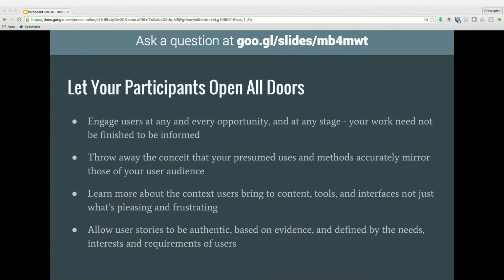Allow user stories to be authentic and based on evidence and defined by needs, interests, and requirements of users. So if you're into Agile, and some of you may be, or you just use user stories as part of your requirements documentation, make sure that that actually ties back to something that you heard or a group of things that you heard from a bunch of users, as opposed to what you just think they're going to magically want to do because you happen to build it. Well, I built this thing. Everyone's going to want to use it. Well, really? Are you sure? Would you bet your budget on that?